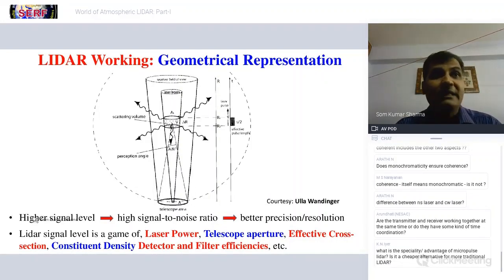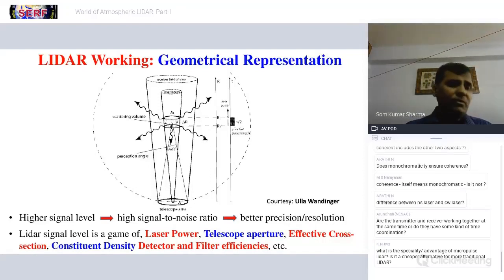So from all the altitude regions, what we need is a higher signal level, and a higher signal level means a higher signal to noise ratio. And once the signal to noise ratio is higher, then our precision, or you can say the quality of the data or observation, will be very good, and the resolution will be very good. So please remember our requirement: high signal level, high signal to noise ratio, and if both are good, then we get better precision in the lidar, and the resolution is very good.